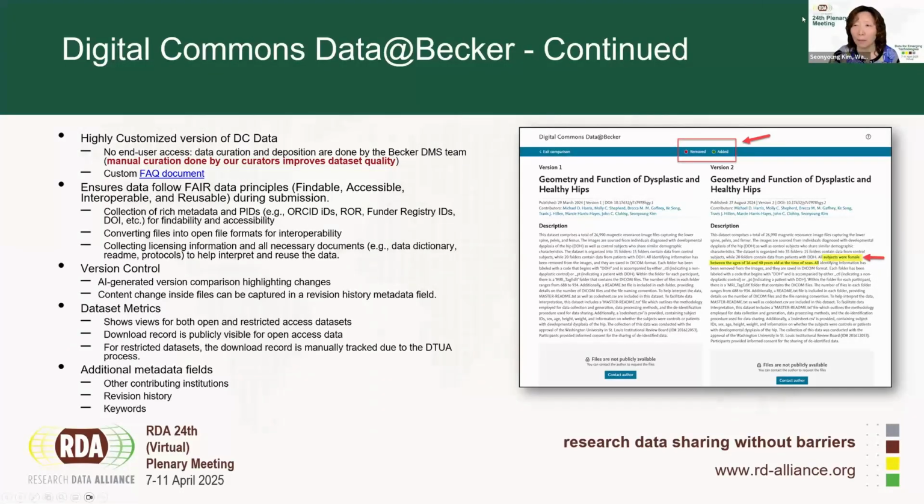Actually, I'm going to talk about data set metrics. It shows how many people viewed and how many people downloaded, but download counts are only available for open access data. For restricted access we won't have it, but we manually track. And we have a lot of metadata fields because not all institutions have a ROR, so we manually enter that information as well. And if you click on here, this is a general FAQ by Digital Commons Data, but it's not quite relevant to us. So we actually created a custom FAQ document.